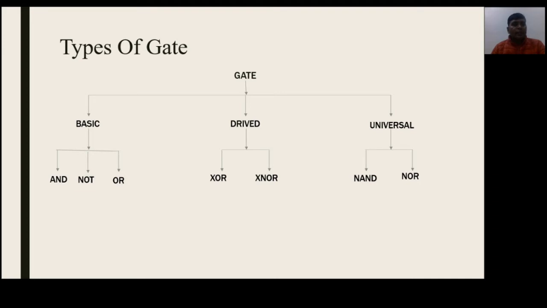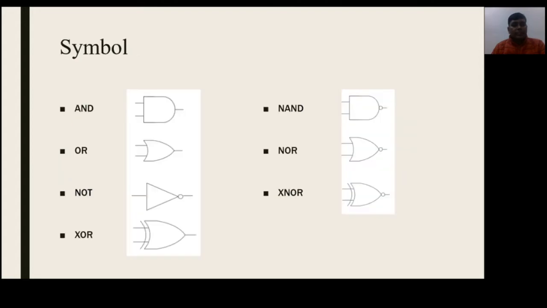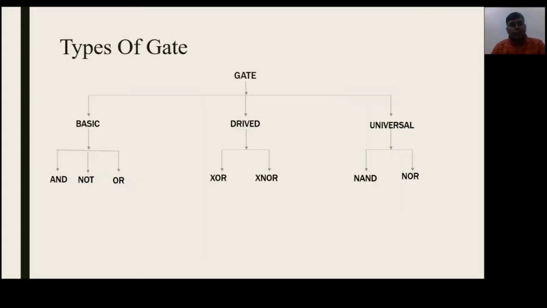Next is type of gates. There are many type of gate: basic, derived, universal. Basic gates are AND, NOT, OR. These are basic gates. XOR, NOR. These are derived gates, and universal gates are NAND and NOR. NAND and NOR are universal gates because all the other gates can be derived from only using NAND gate, and all the other gates can be derived from only using NOR gate.